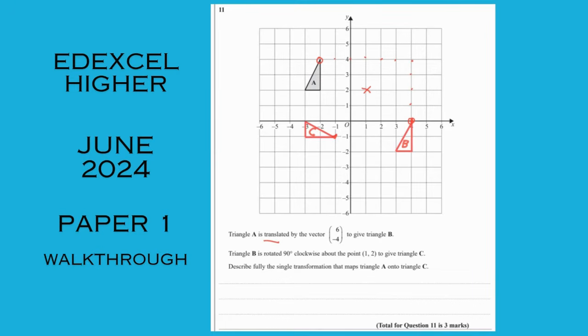Describe fully how we get triangle A onto triangle C. So I'll use this circled point. How do we get from there to there? Well, it's definitely a rotation. It's definitely going that way, as in clockwise. And it's probably easy to see if you pick this corner. But how would that corner turn into there? Well, it would be a 90 degrees clockwise.